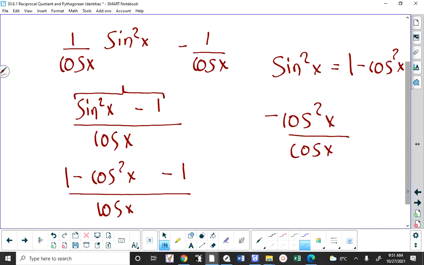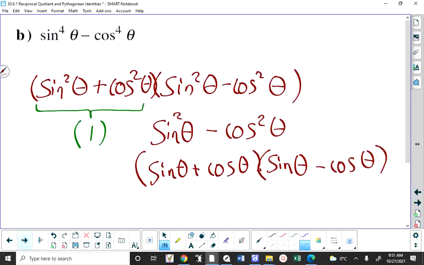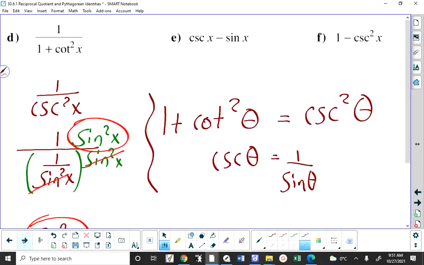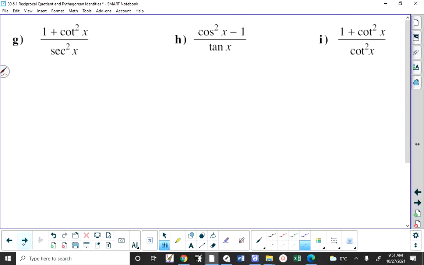Other questions? Go ahead, Zebi. 6H. In light of everything I've just said, look at the top of this fraction in H. I have cos squared of x minus 1, and it's over tan of x.